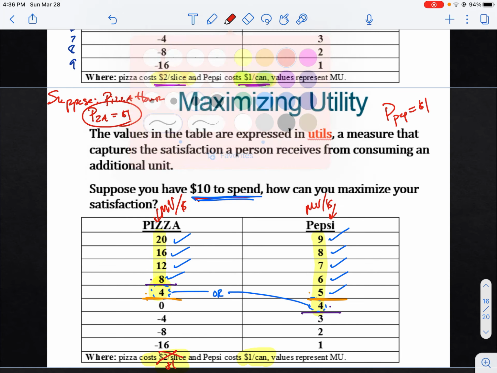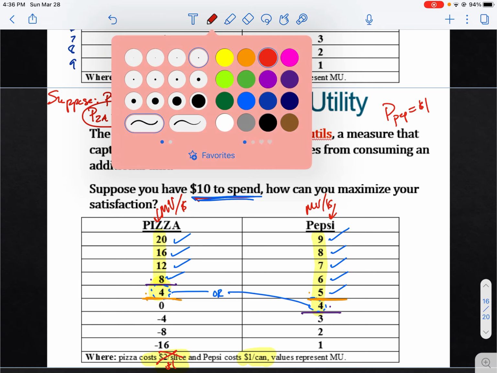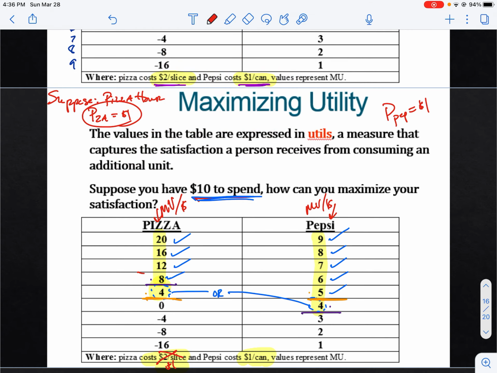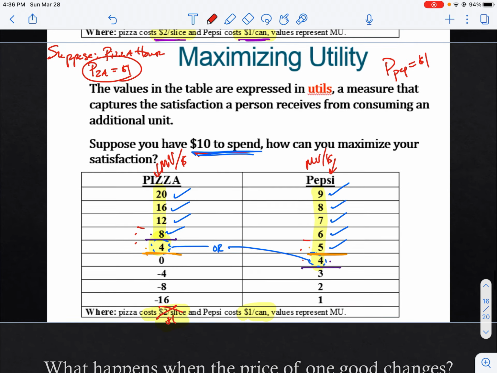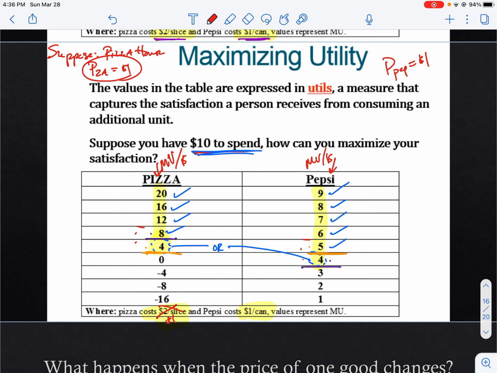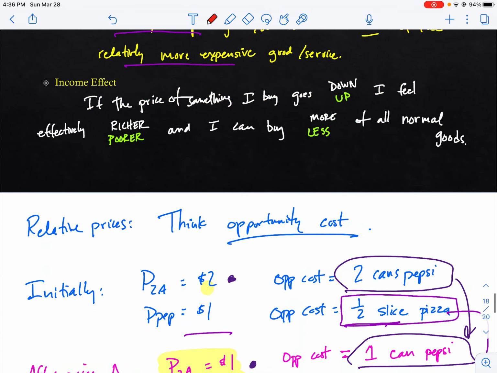So if we just sketch that in, I wanted to change this color. Initially, we would have stopped at 3 and 4. So what happens? We have either 1 or 2 more slices of pizza and 1 or 2 more cans of Pepsi. So for this individual, when the prices changed, they had more of both.